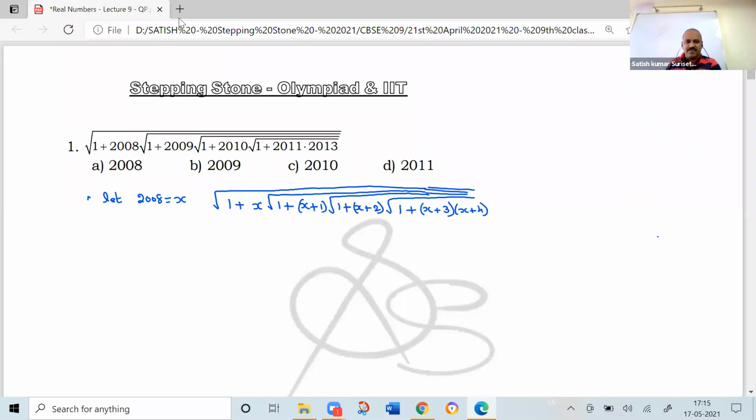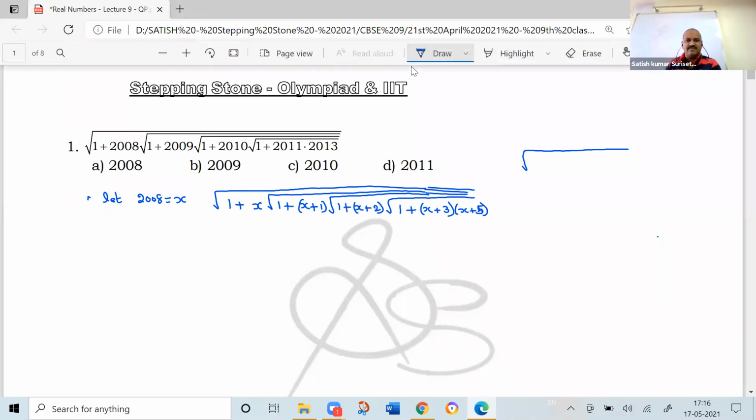Now simplify inside the square root separately. So it will be x plus 5. Correct. So this is x plus 1, x plus 2, x plus 3, x plus 5. Good. So let us calculate inside the root separately.